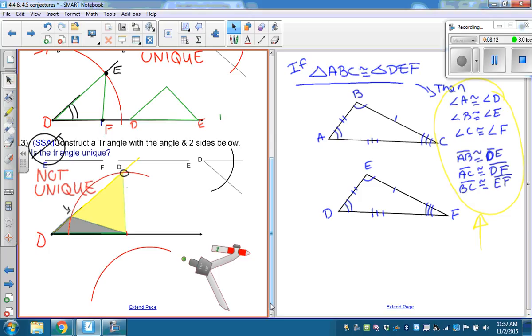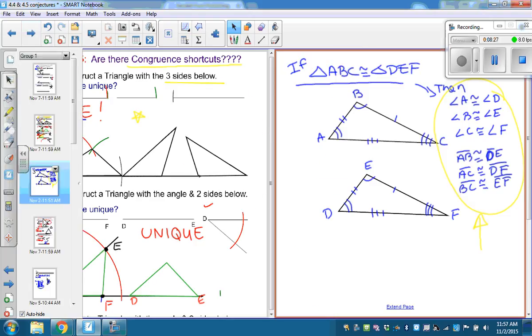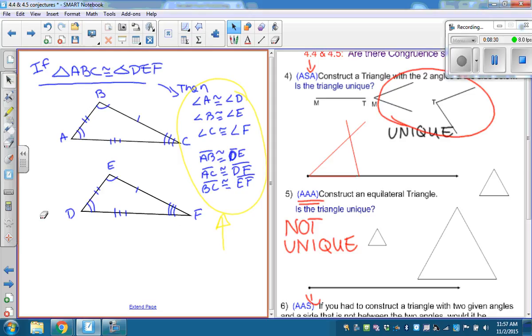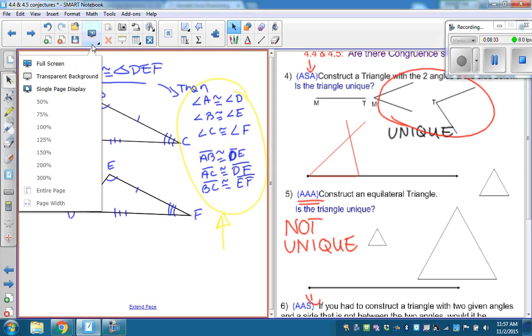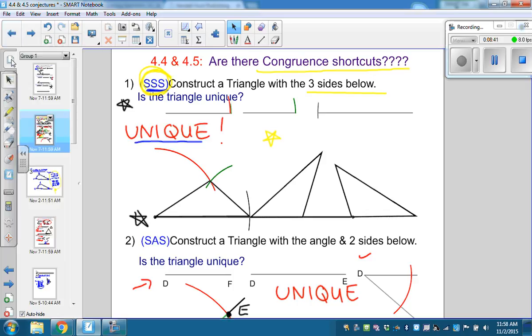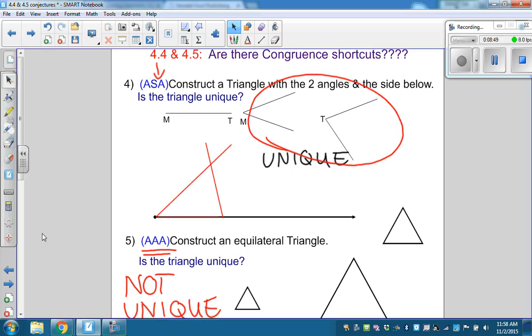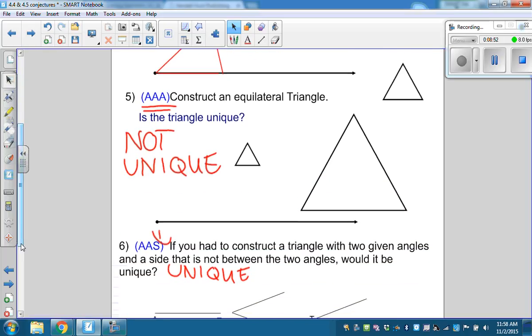Okay, so going on to the other side, Jake, what'd you get for number four, unique or not unique? I thought that it was unique. Was unique? Right? And it looks kind of like that? Like that? Yeah. So you have one of, whoops. Yeah. Sorry. Thought I had it up here. There. So that's unique.